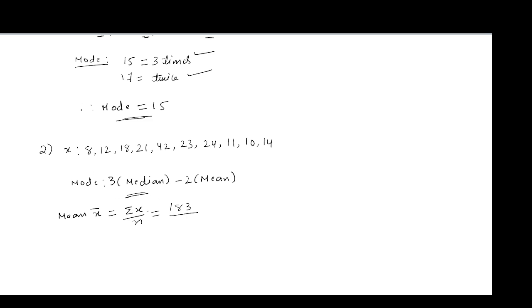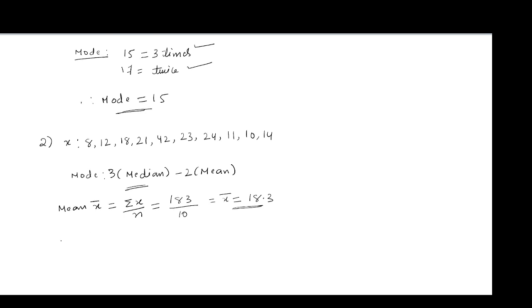Small n is the number of observations. How many observations are given? 1, 2, 3, 4, 5, 6, 7, 8, 9, 10. So here n is equal to 10. Therefore, x bar, the mean, is equal to 183 divided by 10, which is 18.3. This is the value of mean.